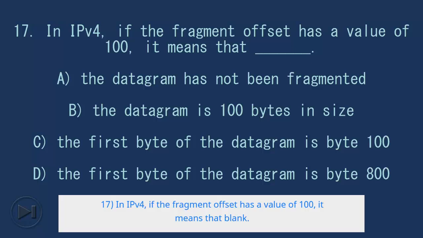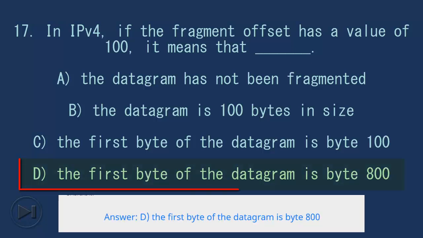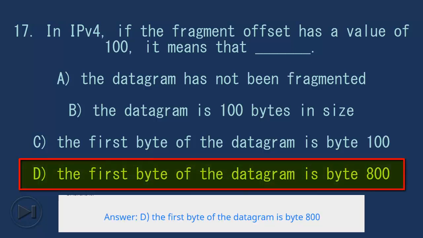17. In IPv4, if the fragment offset has a value of 100, it means that blank. A. The datagram has not been fragmented. B. The datagram is 100 bytes in size. C. The first byte of the datagram is byte 100. D. The first byte of the datagram is byte 800. Answer, D. The first byte of the datagram is byte 800.